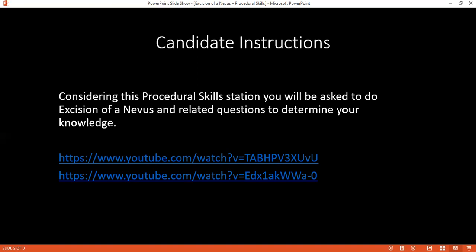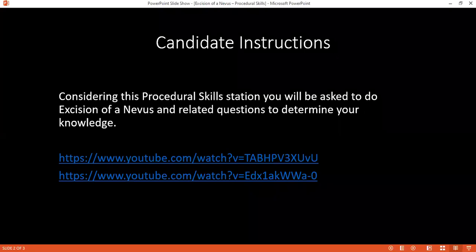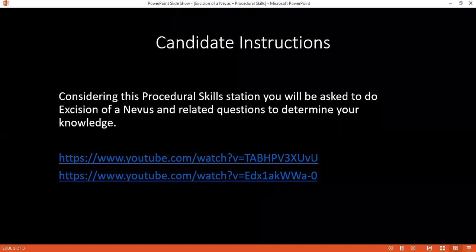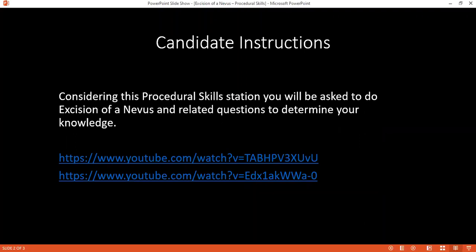I will also ask, and then I will give post-procedure advice. And after that, I will ask to document in the patient's notes. I will ask to document. I also request for the histopathology form. And after that, I will wash my hands.